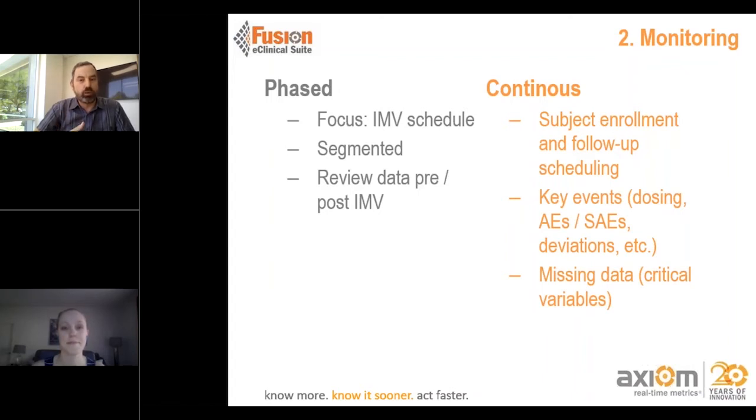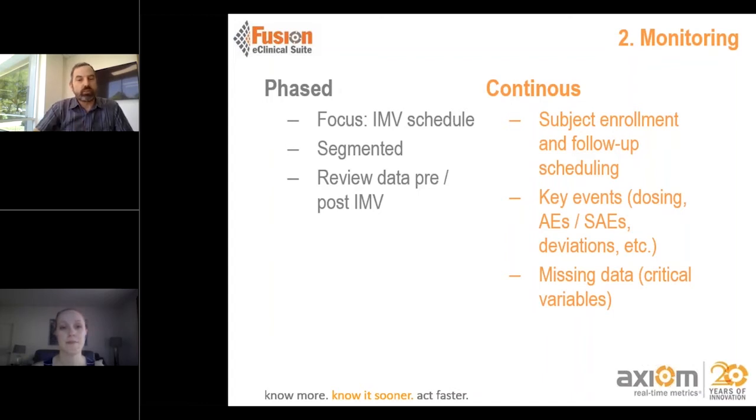So subject enrollment and follow-up scheduling, we talked about that a little bit there. And also it means that key events like dosing, AEs, SAEs can now be notified in real time. And again, the monitor can go in and check that data, maybe even trigger a monitoring visit based on the number of AEs that are going on. And again, adds to the effectiveness of the quality of your trial.